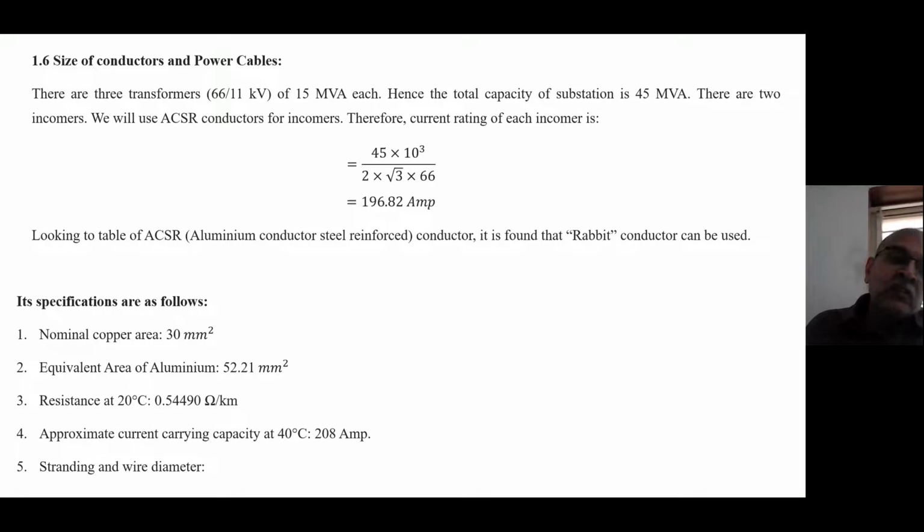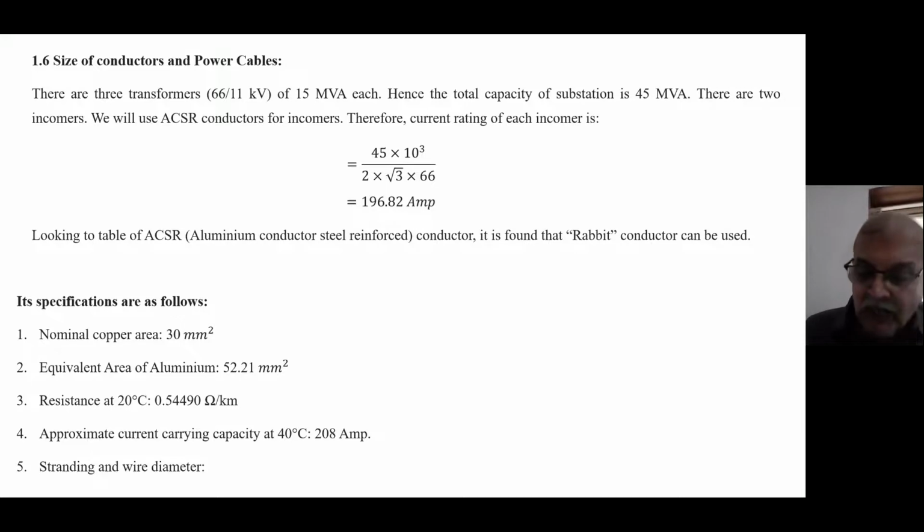Resistance at 20 degrees, that is very important because you are going to count I square R losses. So they are giving resistance at 20 degrees: 0.54490 ohms per kilometer. And they will be giving the temperature coefficient of resistance, and the prevalent temperature you can measure. So the prevalent resistance also you can calculate using the temperature coefficient of resistance. So that you will see it will be given. Resistance is this. Approximate current carrying capacity is 208 ampere. See, 196 I want and I am going for 208.